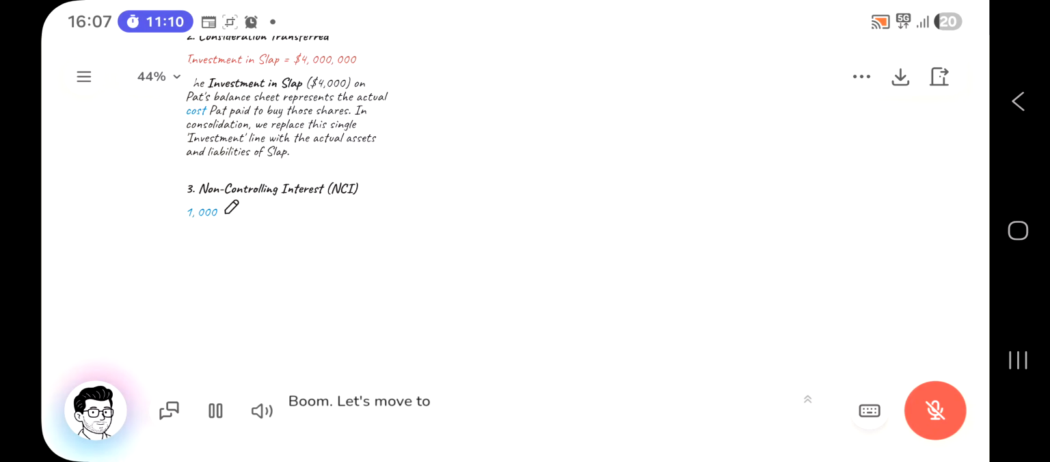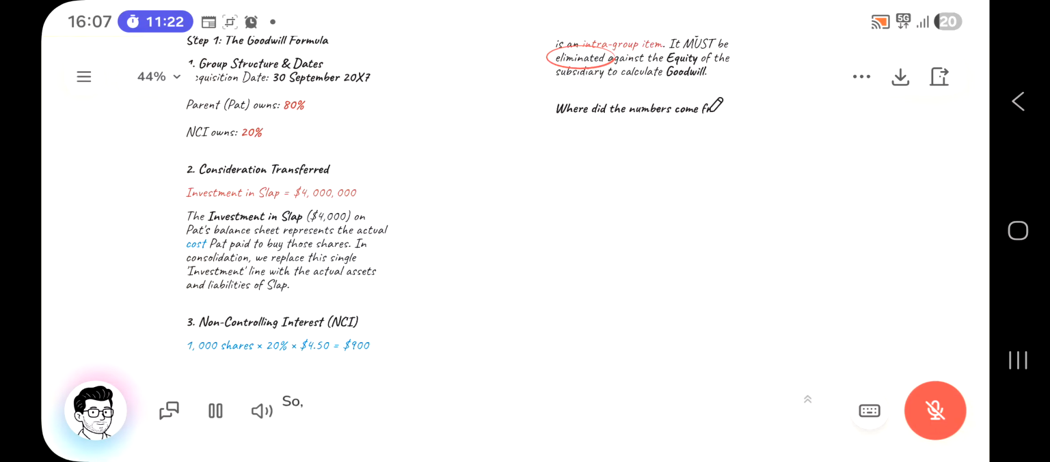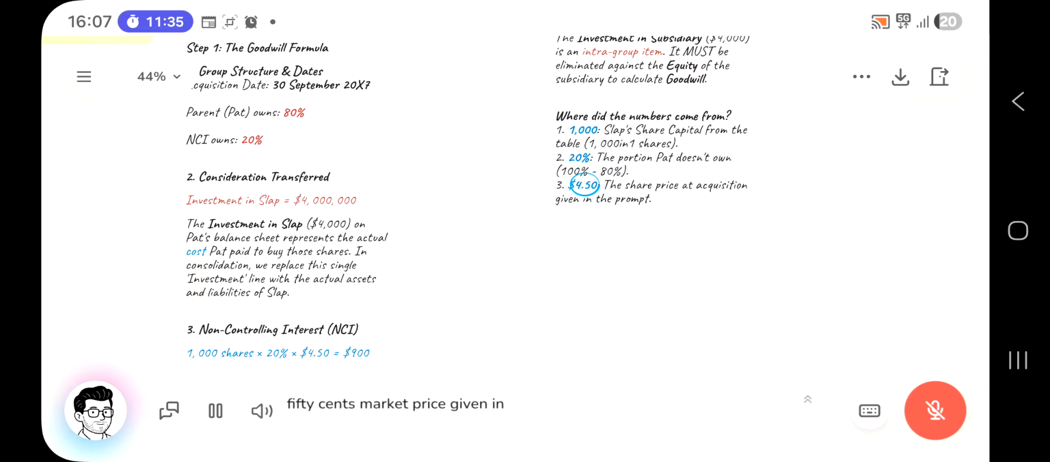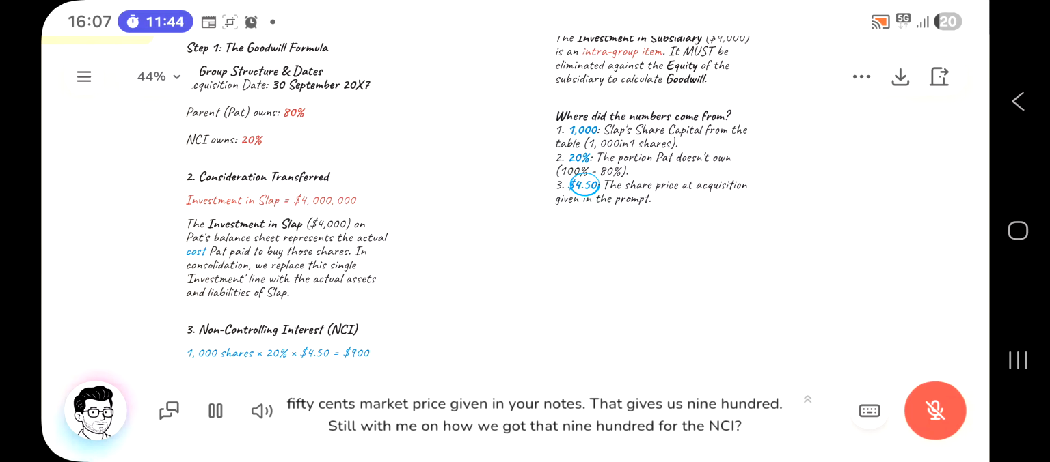Boom. Let's move to the NCI. This is the value of the 20% of Slap that Pat does not own. We need to include this because we're valuing the whole business. So, we take the 1,000 shares from Slap's share capital, multiply by that 20% slice, and then multiply by the $4.50 market price given in your notes. That gives us 900. Still with me on how we got that 900 for the NCI?